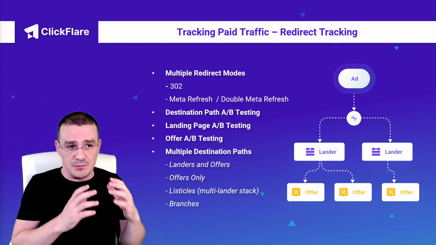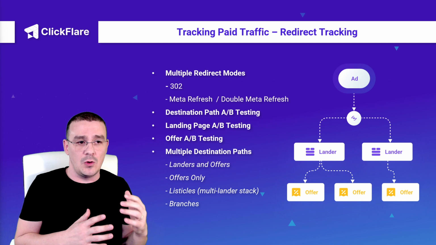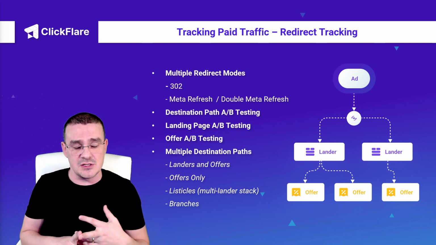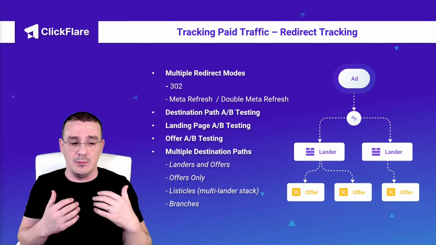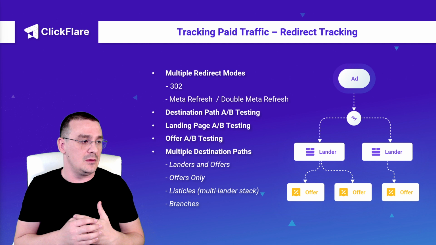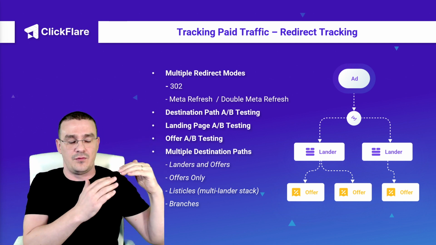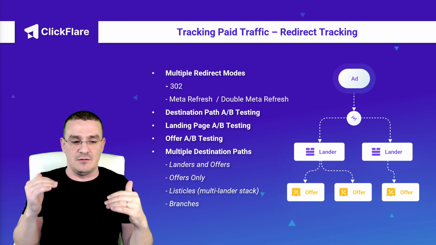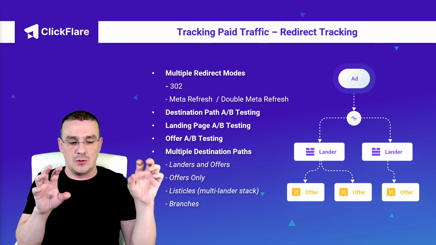So in terms of tracking paid traffic with redirect mode, we have 302 redirects, meta refresh or double meta refresh. You can easily A/B test landing pages. You can easily A/B test different paths. Like you can say, okay, I have flow A with landing page A and offer A, and flow B with landing page B and offer B, but for some reason you want to organize them into different flows.